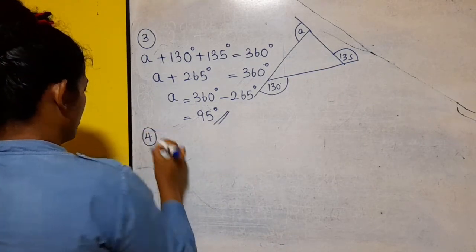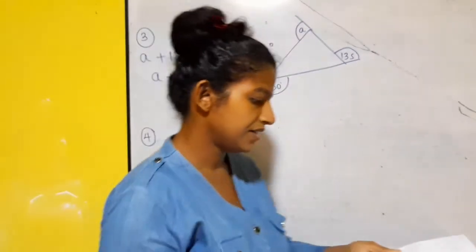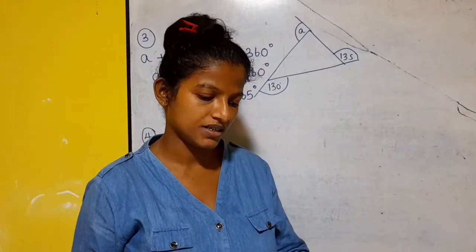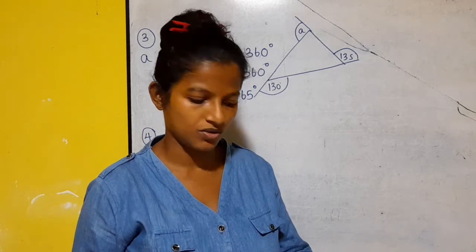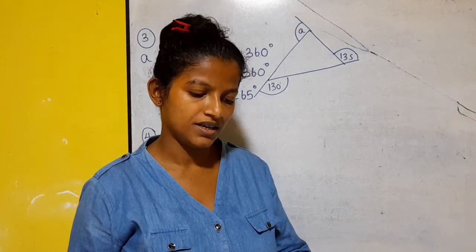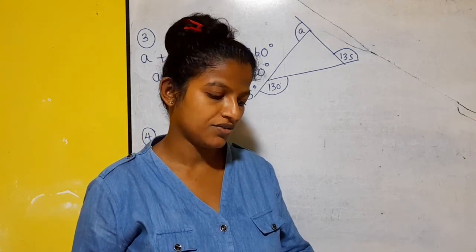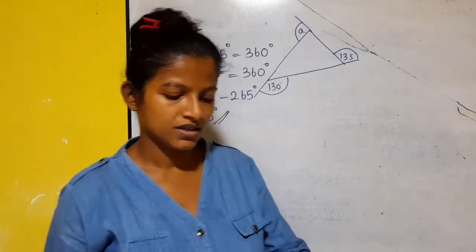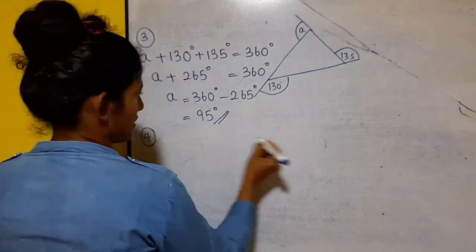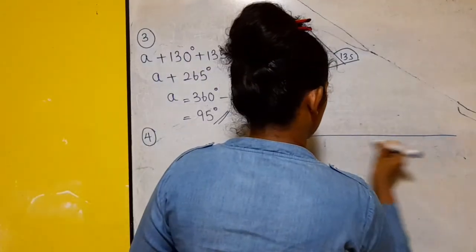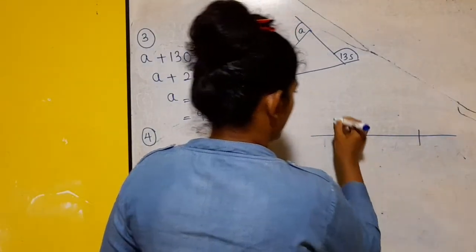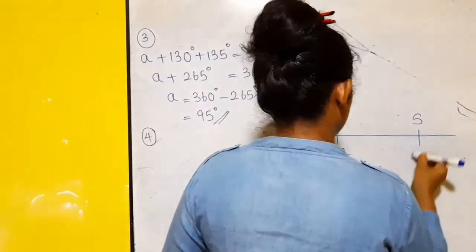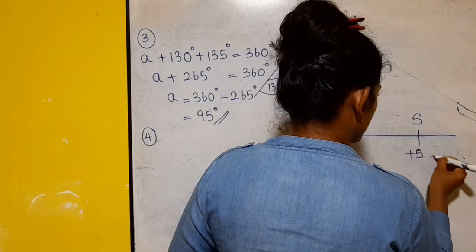Question number 4. Lebanon is situated in +2 time zone and Sri Lanka is in +5.5 time zone. Find the time in Lebanon when the time in Sri Lanka is 17 hours 30 minutes. So we'll find the time difference between Lebanon and Sri Lanka. Lebanon is in +2 time zone.